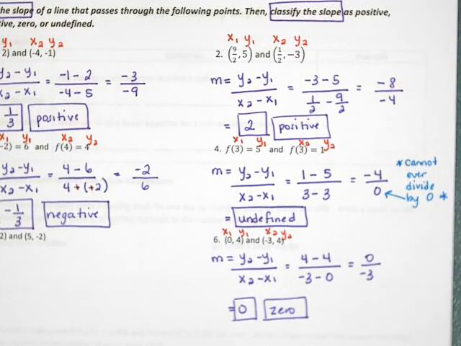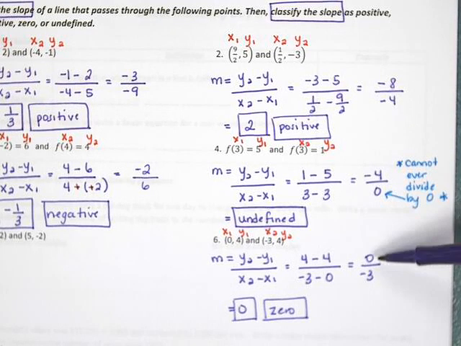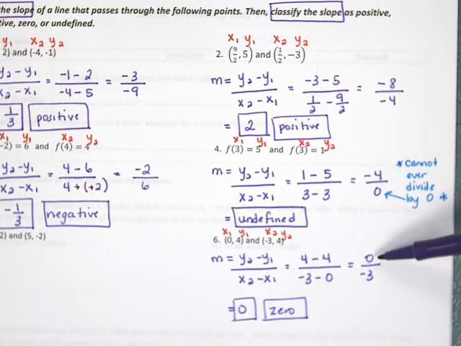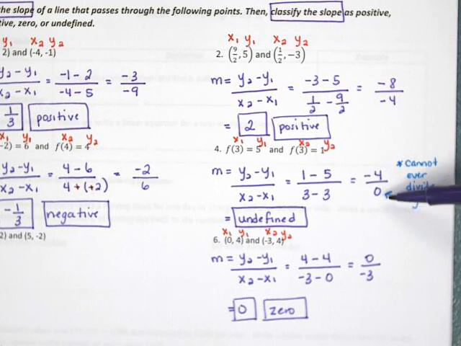Now some students get very confused because they go, hey, I thought you weren't allowed to have a 0 in problem number 4, but then you were allowed to have a 0 in problem number 6. What's the difference? The difference is that the 0 in problem number 4 is in the denominator, and the 0 in problem number 6 is in the numerator. The numerator is okay. 0 divided by something is just 0. But the denominator is not. You cannot have a 0 in the bottom.